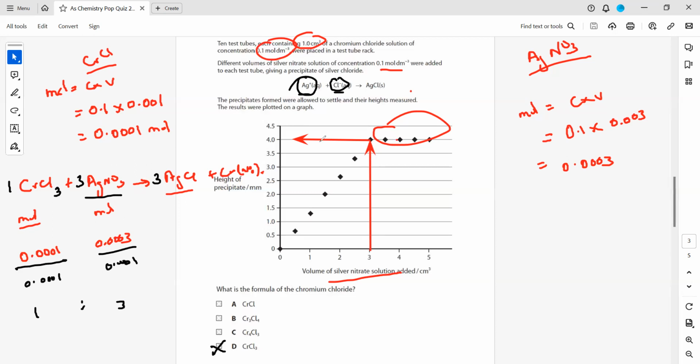Is this question clear? So what we did, we first worked out the moles of chromium chloride, then we worked out the moles of silver nitrate, and we used a ratio between them. For example, if our final answer was 1 to 2, it means 2 silver nitrates are needed. So the formula will be CrCl2. It depends, because according to the ionic equation, one silver ion can react with one chloride ion. If we have 3 silver ions, how many chloride ions should be present in this chromium? It should have 3 chloride ions.